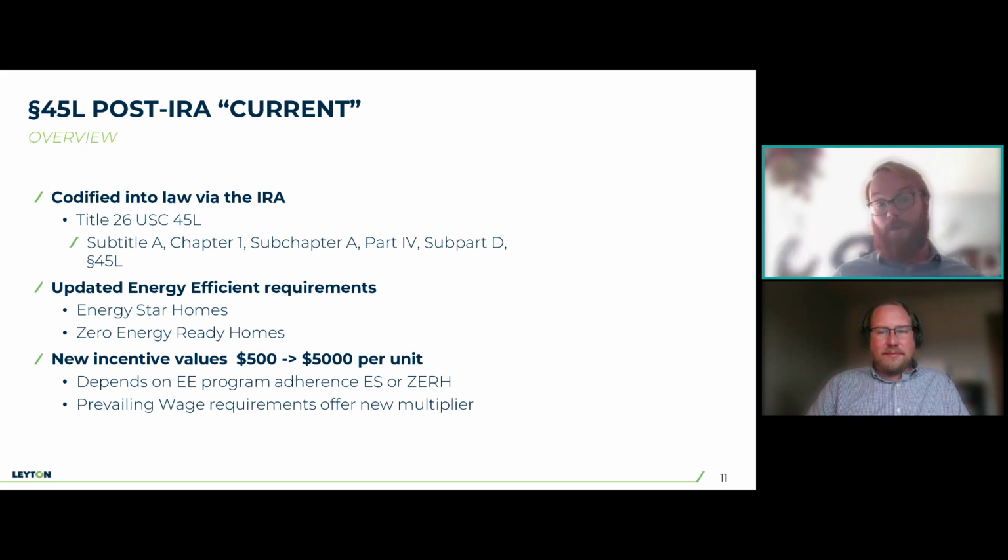So with the passing of the Inflation Reduction Act, we now have two requirements: either Energy Star Homes certification or Zero Energy Ready Home certification. Both of these are high-level green certificates created by the EPA in conjunction with the DOE, so there's a dual administration. The incentive values, as we talked about earlier, range from $500 to $5,000 per unit. And as I mentioned, the prevailing wage can change that amount only for multifamily programs.